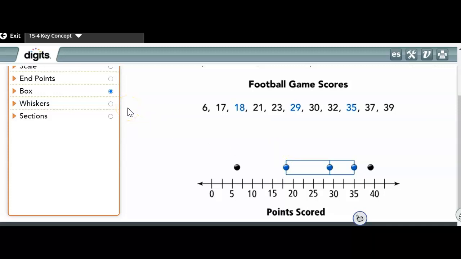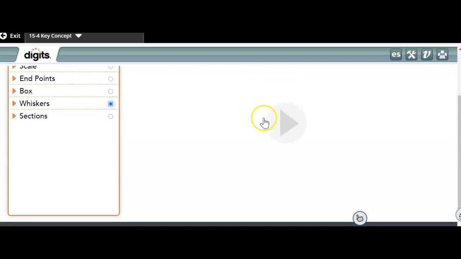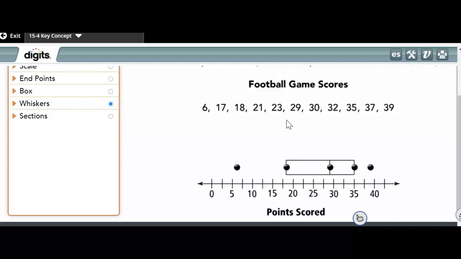Next, we're going to go into the whiskers. Draw a line connecting the dot for the minimum score to the dot in the middle of the lower scores. This whisker contains the data value 17 points. Draw another line connecting the dot in the middle of the higher scores to the dot for the maximum score. This whisker contains the data value 37 points.